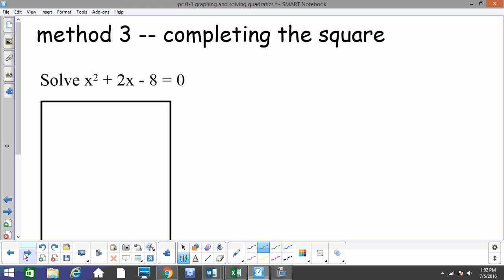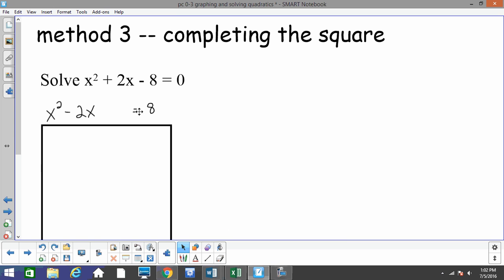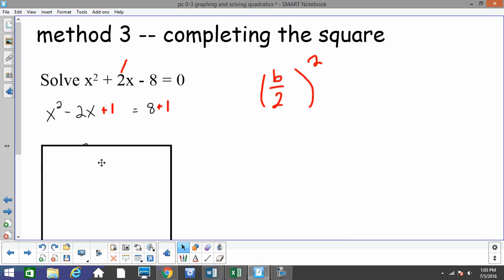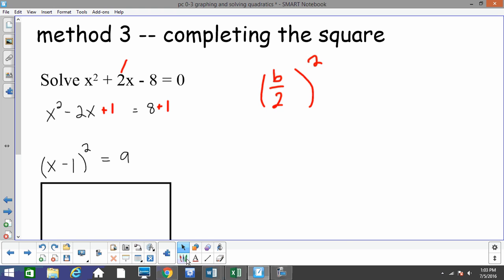All right, the second way is completing the square. When you are completing the square, you're creating a perfect square trinomial. Move your constant over to the right-hand side. Now you have to form that perfect square trinomial. Take your b, divide it by 2, and square it. So here we'd have 2 divided by 2, which is 1 squared. Add 1 to both sides. Once you have the perfect square trinomial formed, go ahead and factor, take the square root of both sides.